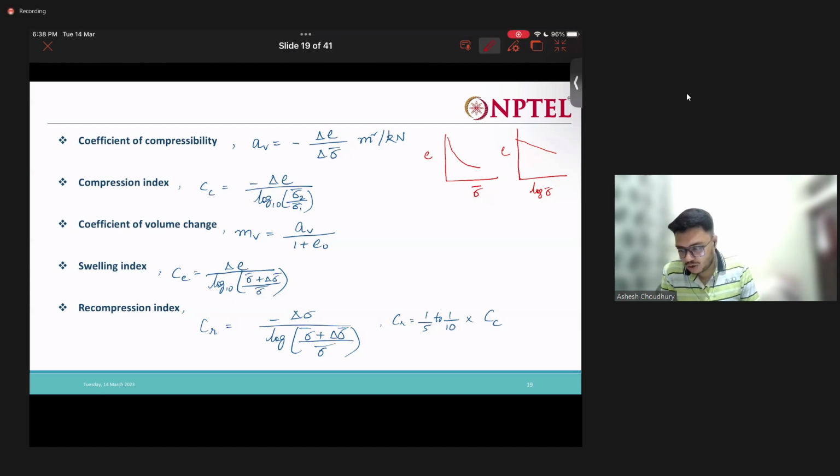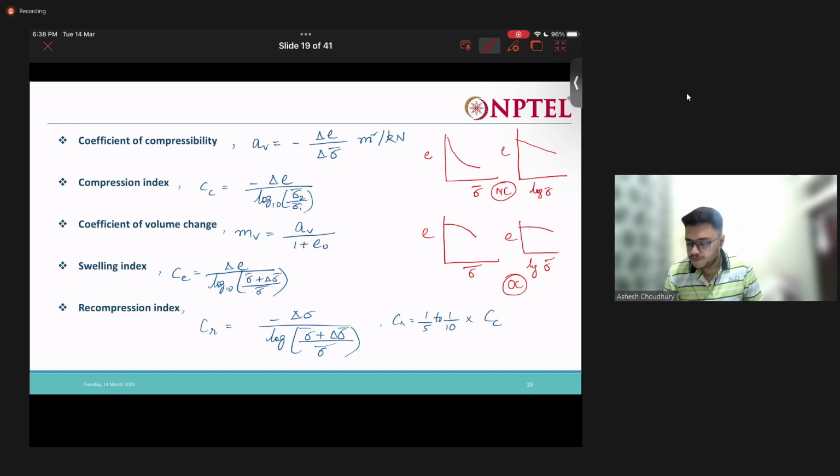And for over consolidated soil, this is for NC, this is for OC, something like this. So these are the types of graphs, e versus log of effective stress, or e versus effective stress plots, that we will encounter for normally consolidated clays and over consolidated clays. By looking at the graph, you can guess what kind of soil it is.